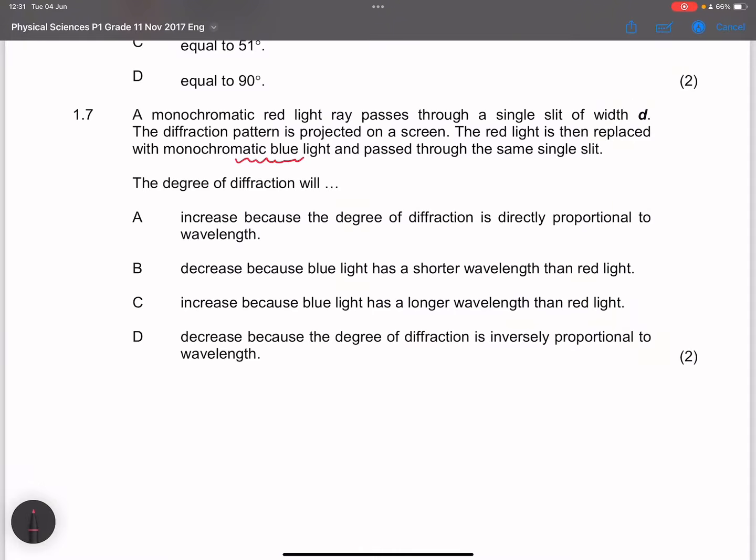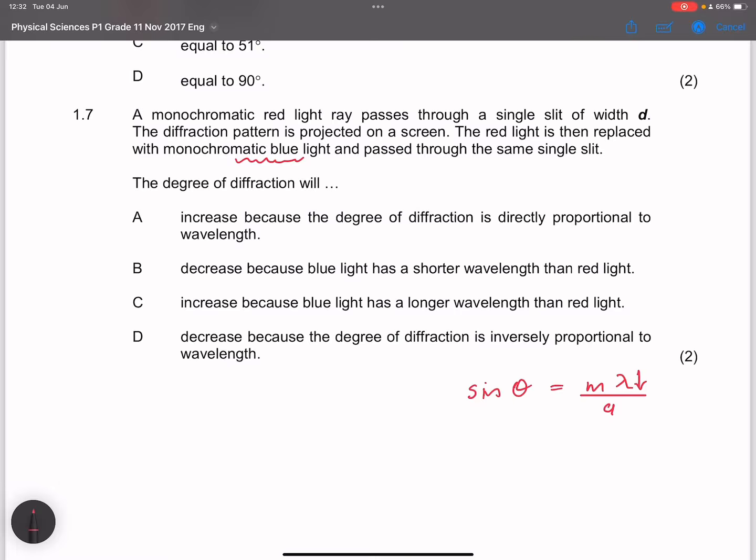Now note that when we look at diffraction, we always say the sine of theta is m multiplied by the wavelength divided by a, which is the slit width, right? Now, I want you to note in this case, what did we do to the wavelength? We substituted a light source with a longer wavelength to one with a shorter wavelength, right? So what will happen to the degree of diffraction in that case?